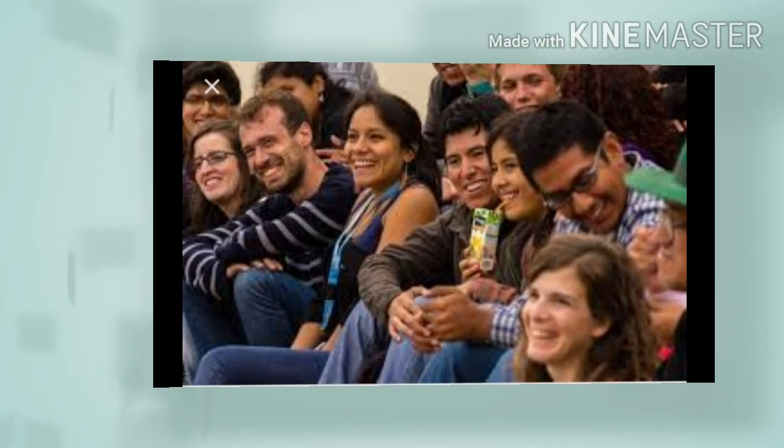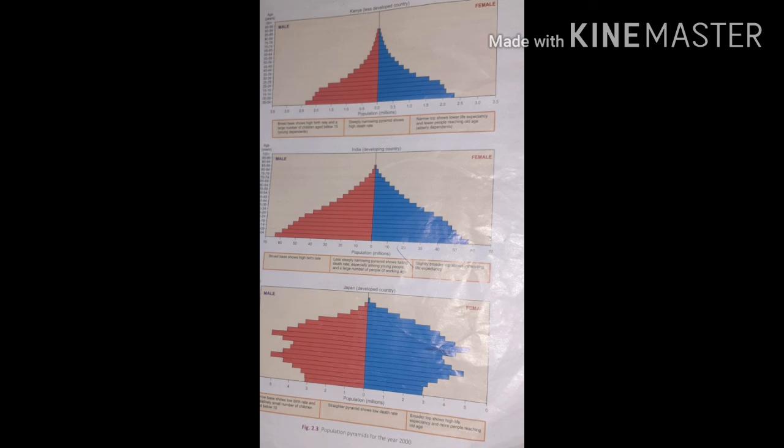Next topic is population pyramid. A population pyramid is also called an age-sex pyramid. It is a diagram which helps us study the age-sex composition of a population. Students, take page number 17 and look at this diagram now.